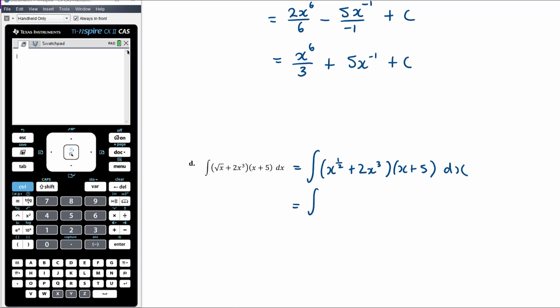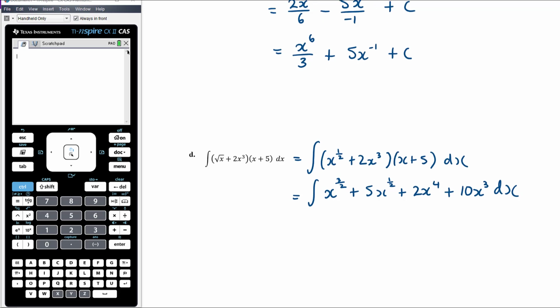So x to the half times x, adding those powers, is x to the power of 3 on 2. x to the half times 5 is 5x to the power of a half. Plus 2x cubed times x is 2x to the 4. Plus 2x cubed times 5 is 10x cubed. Again, we haven't anti-differentiated yet, so it's still the integral of all of that with respect to x.